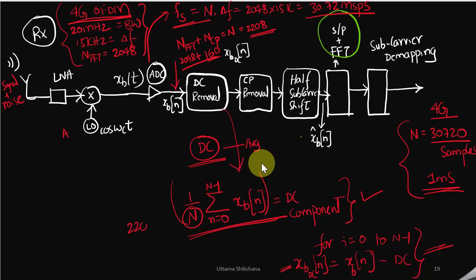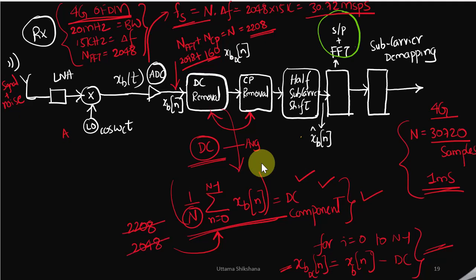So now I can do the average for 2208 samples, one way. If I do that, then my DC estimate would be better, and then I can remove the CP, and then I can go for half subcarrier shift. But we can even swap these two blocks. So let's say CP removal is done first. In that case, I will be doing the averaging for only 2048 samples. Since averaging is done for a smaller number of samples, maybe the DC estimate might not be that great. But definitely we need to simulate it and see in MATLAB which would be better.